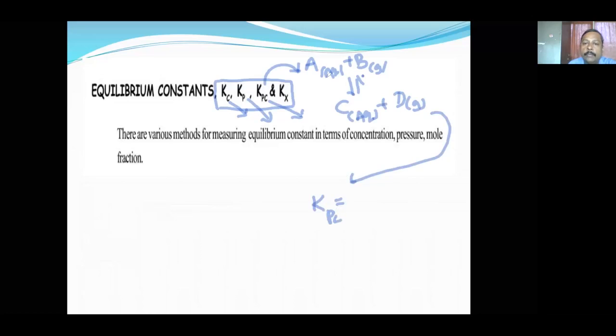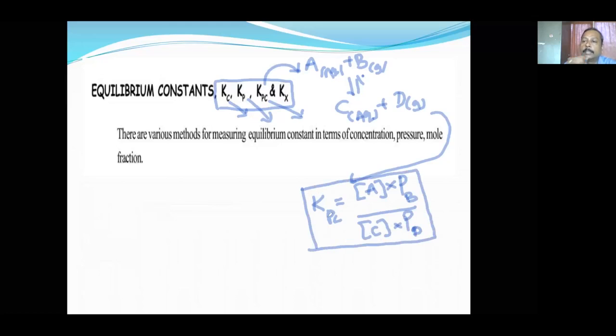KPC is equal to, for whichever substances are in aqueous or solution state, we take the concentration, and B is in gaseous state. At that time, what will we take? We will take the partial pressure of B divided by the concentration of C, aqueous, into D, gas, so the partial pressure of D. This is called KPC. That means it has the freedom to stay in aqueous solution and also in gases, but this is restricted to gases and this is restricted to the aqueous solution.